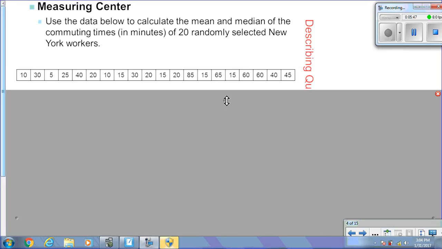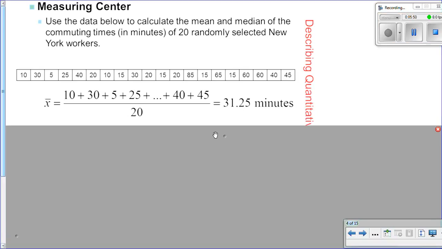So for mean, we would just add up all the values. Starting over here on the left, the 10, the 30, the 5, you would add all the way up to the 45. And then you would divide by the number of data, and that is 20. So that equals 31.25. You always want to show your work. You don't have to list every single piece of data out. Notice how I put the ... in there. So list the first few, and then the last few, and then put it over the number. That is the best way to show your work without having to write out every single number.